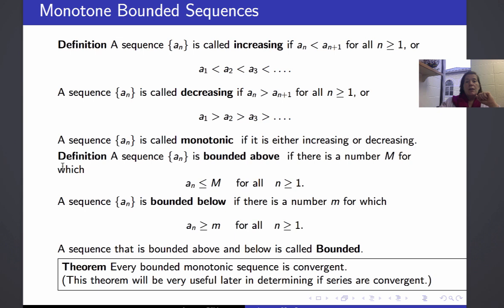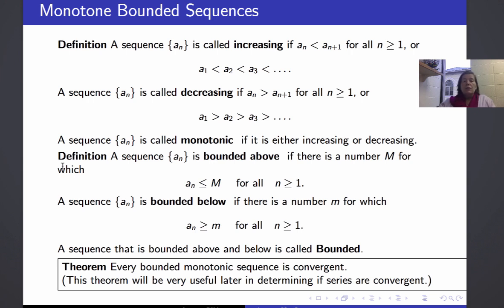You could write that as a_n is bigger than a_(n+1) for all n greater than or equal to 1, or you could also write it as a_1 is bigger than a_2, which is bigger than a_3, etc. A sequence is called monotonic if it's either increasing or decreasing.